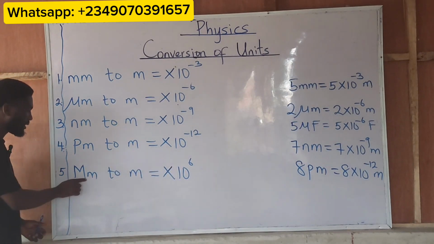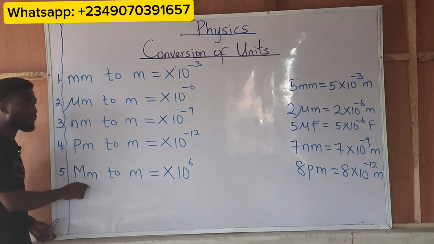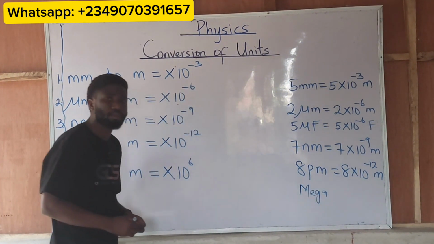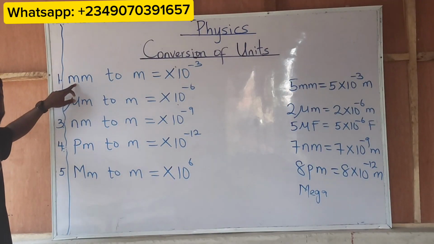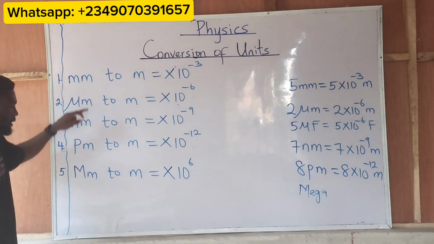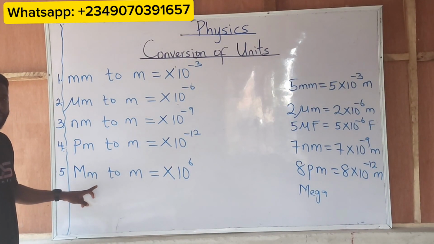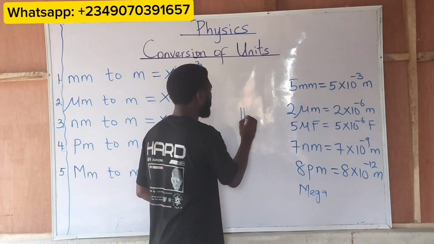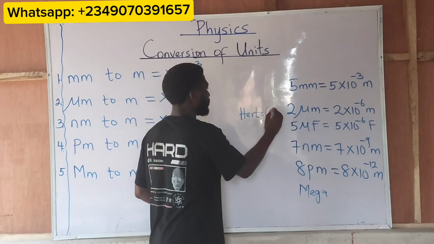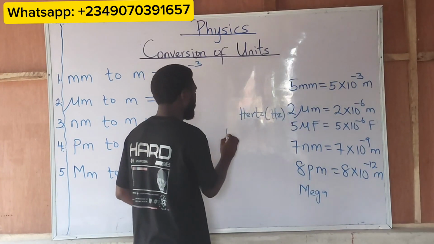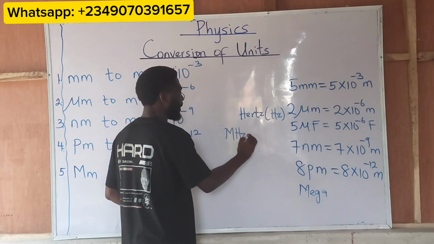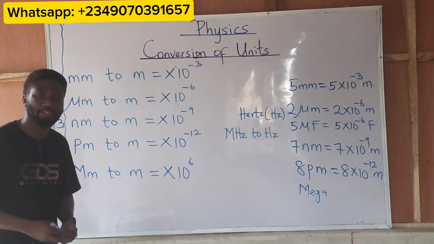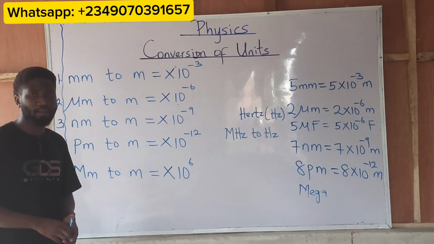You can see that this is in capital letter, Mega. While this is millimeter, this is megameter. So it can also be megahertz, using the symbol. So megahertz to hertz will also be times 10 raised to power 6.